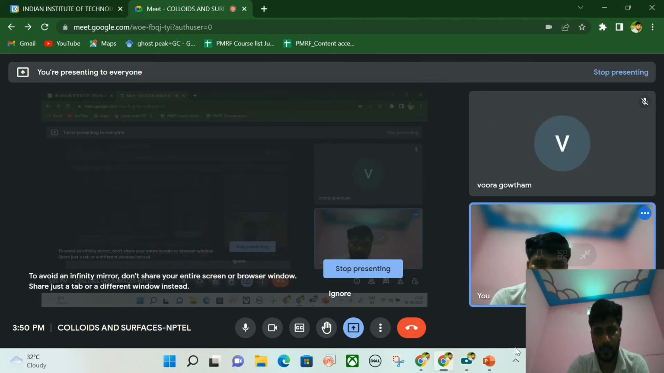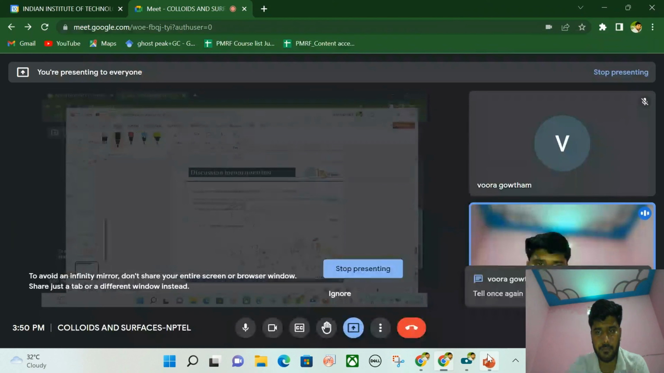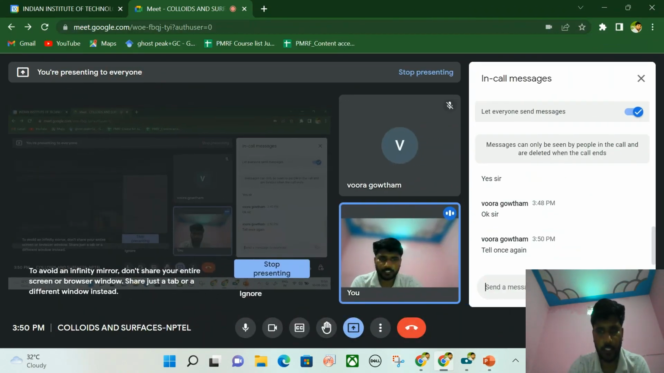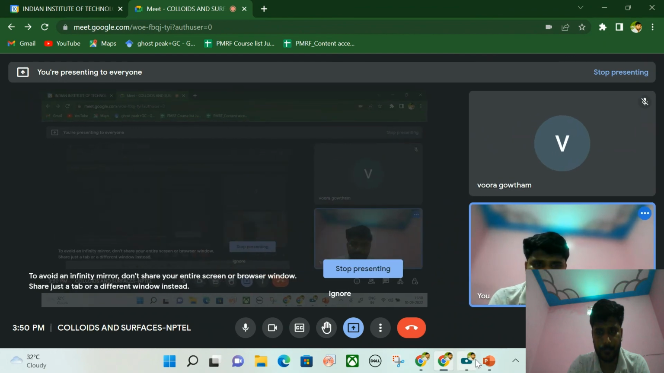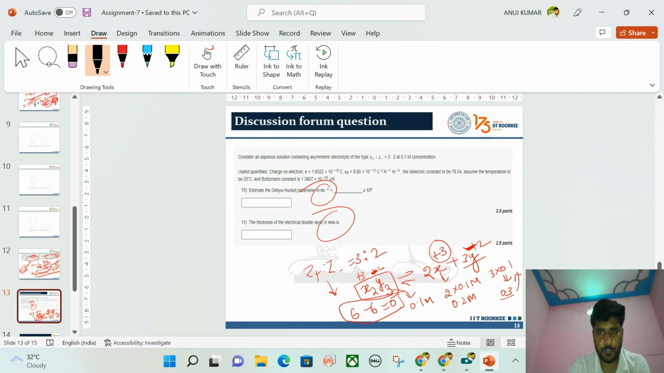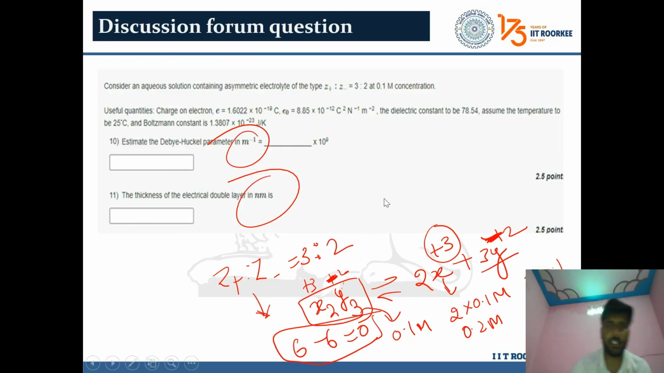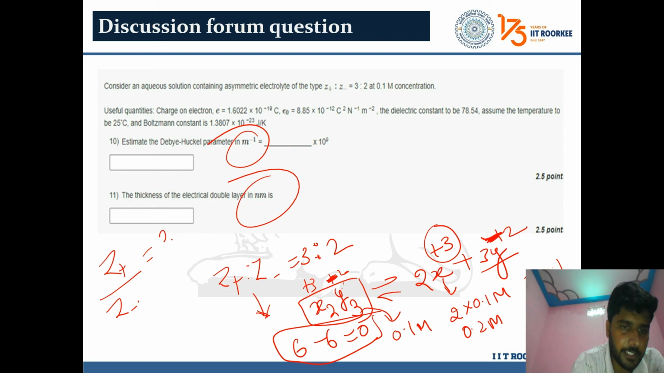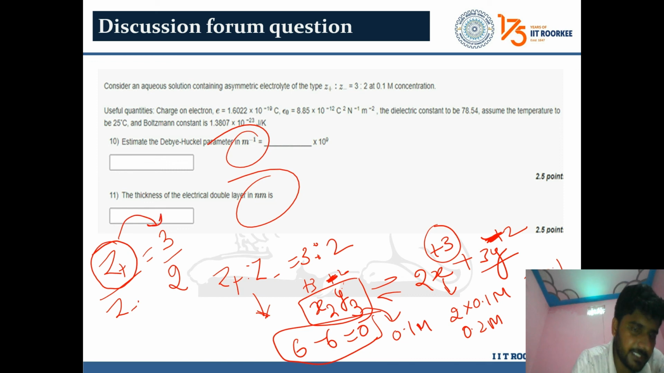Okay, just try to solve. Tell once again? Okay, let me just open the slides. Okay, what I am saying is, you are given here the Z positive, Z negative ratio 3:2. That means the positively charged ion has a plus 3 charge, and the negatively charged species has a minus 2 charge.